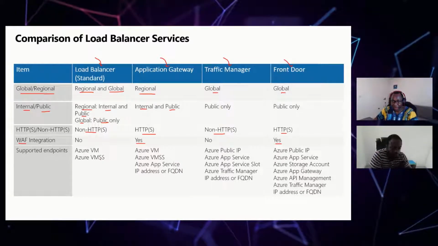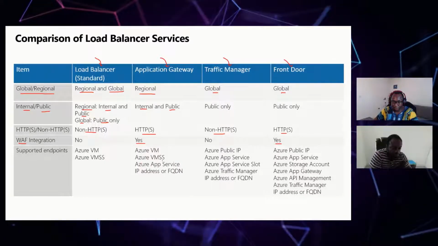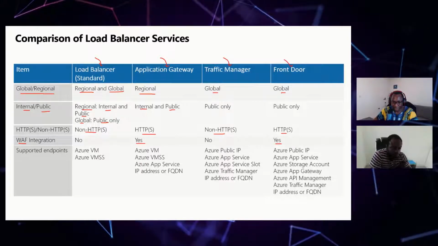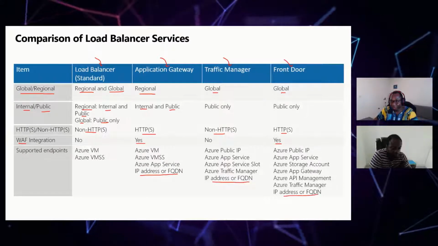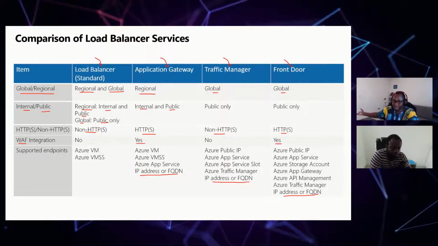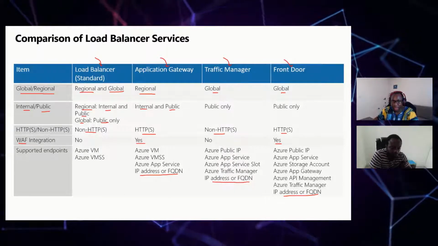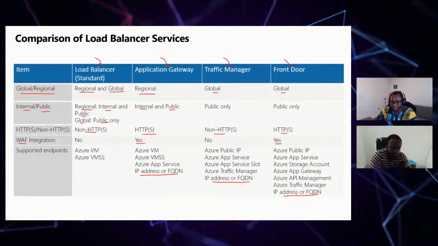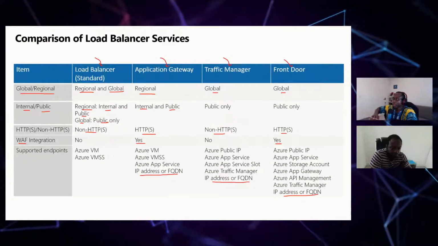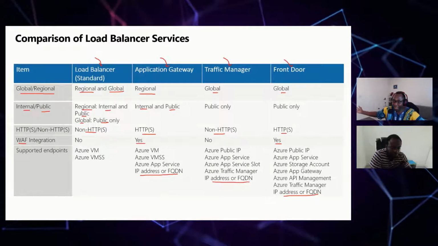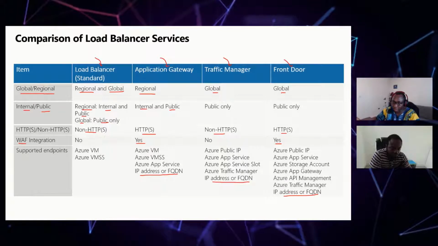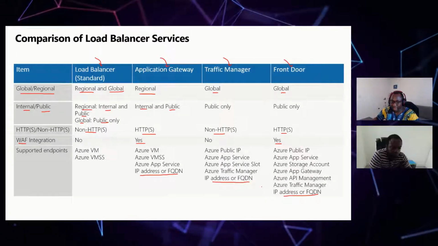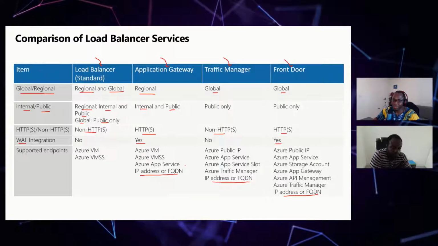And when we talk about the endpoints that are supported, you can see that it varies. The main thing that I want to call out is that wherever you see IP address or FQDN, that means that service can distribute traffic to your private data centers. So Azure Application Gateway, Azure Traffic Manager, and Azure Front Door can all distribute traffic to endpoints that are in your private data center, outside your Azure network, or even outside the Azure cloud. All that's needed is network connectivity.